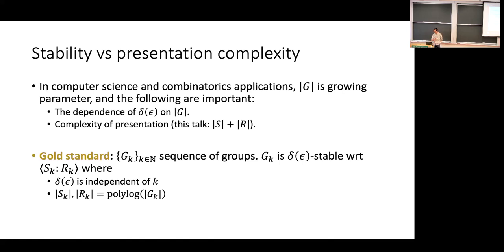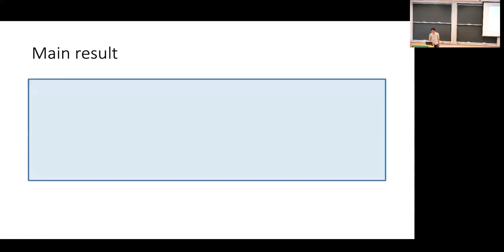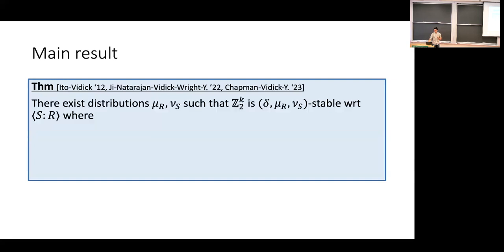Good. So this is the gold standard. This is what, as a computer scientist, I'd be shooting for. Okay, so this is the main result. That's really kind of an amalgamation of a bunch of results from some papers.